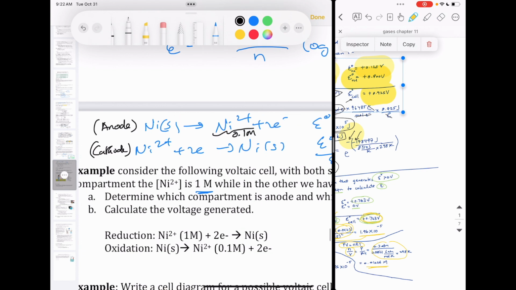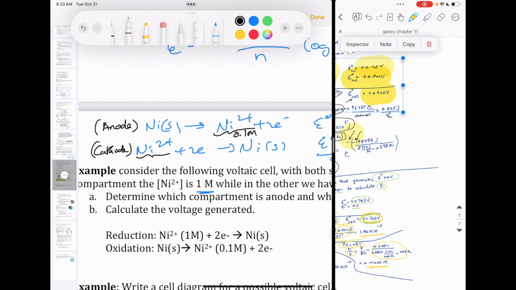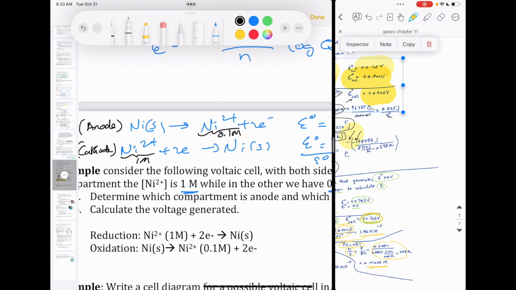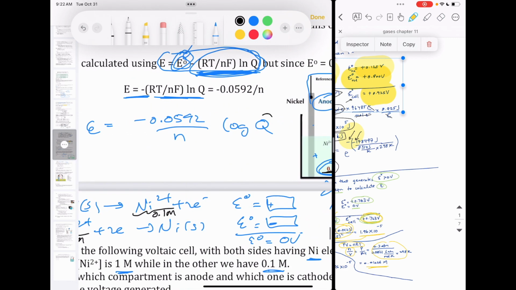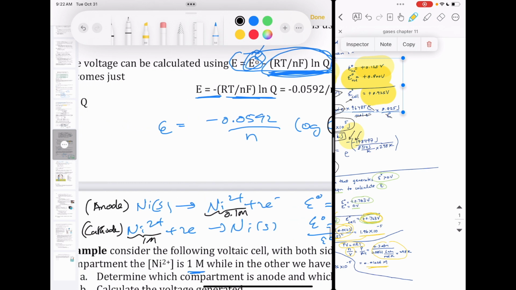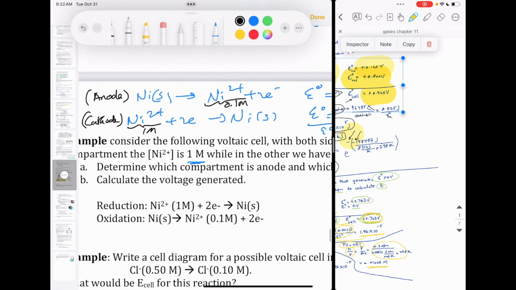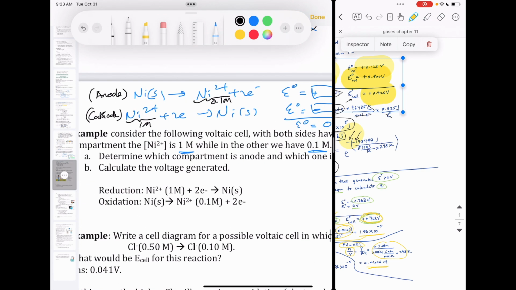In my anode, the concentration of the nickel is 0.1 molar. In my cathode, the concentration of my nickel is 1 molar. The reason why that matters is because when we do the calculation, the voltage comes only from the Q. So you need to know the ratio of products over reactants. You need to know which concentration is the product and which concentration is the reactant.